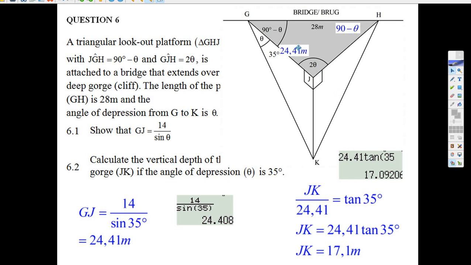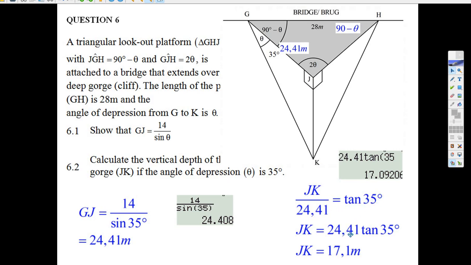Now we know one of the sides, 24.41. Hey, this is just a right-angled triangle. I've got the adjacent side. I'm trying to figure out the opposite side. That's opposite over adjacent. That's just tangent. So JK over this 24.41 must equal the tangent of 35 degrees.